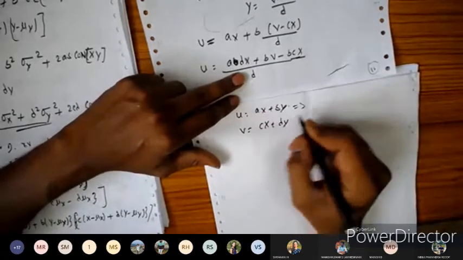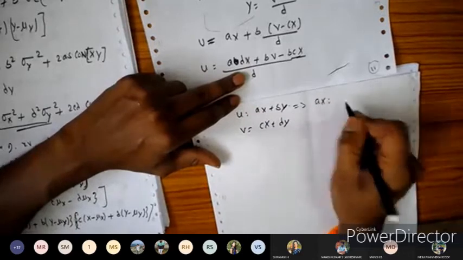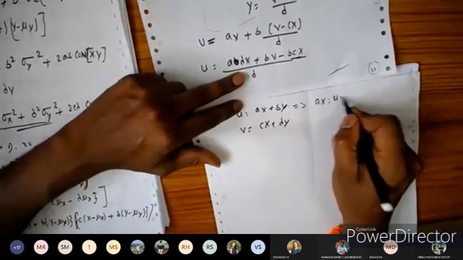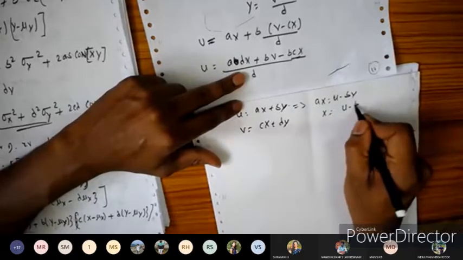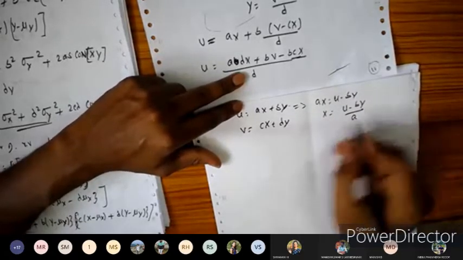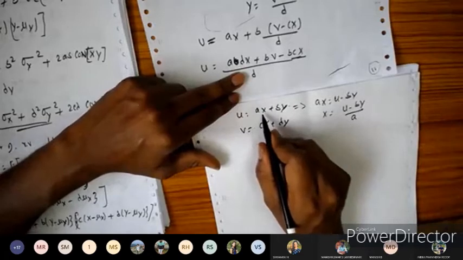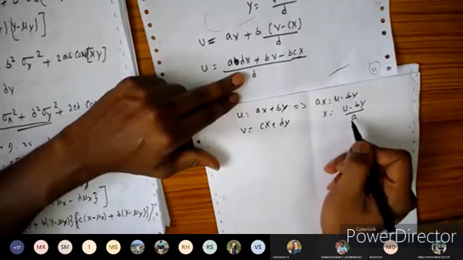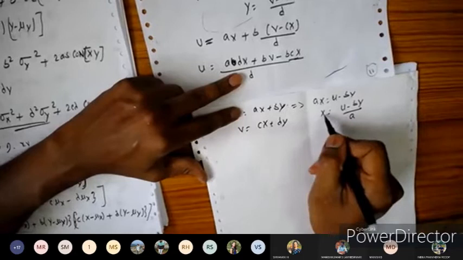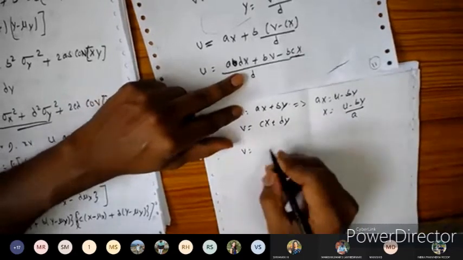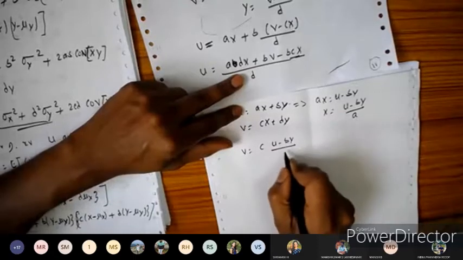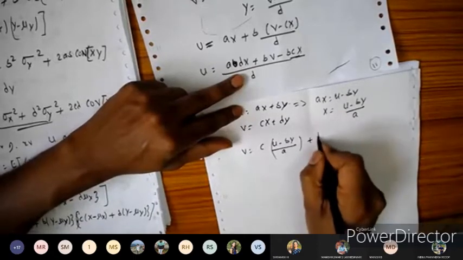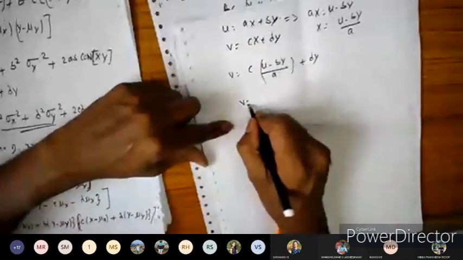Okay, so from this one we got ax is equal to u minus by, sending by to that side. So this implies that x is equal to (u minus by) divided by a. So solving for ax, ax is equal to u minus by, divided by a. So x is equal to that; let us substitute x here. So v is equal to c into x, which is (u minus by) divided by a, plus dy. Okay, so let us take the LCM for this one.